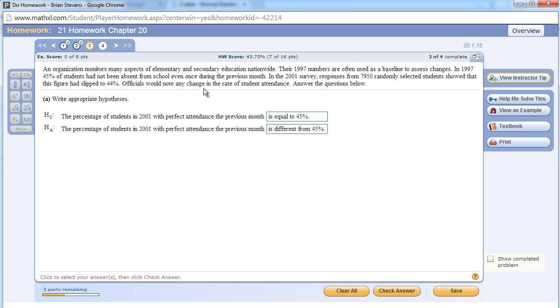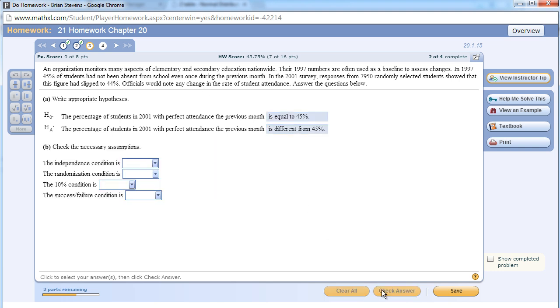We come up with the question before collecting the data. They want to see, has our perfect attendance changed this year? We don't collect data and then say, which p-value gives us the most evidence? So let's go ahead and look at some assumptions.